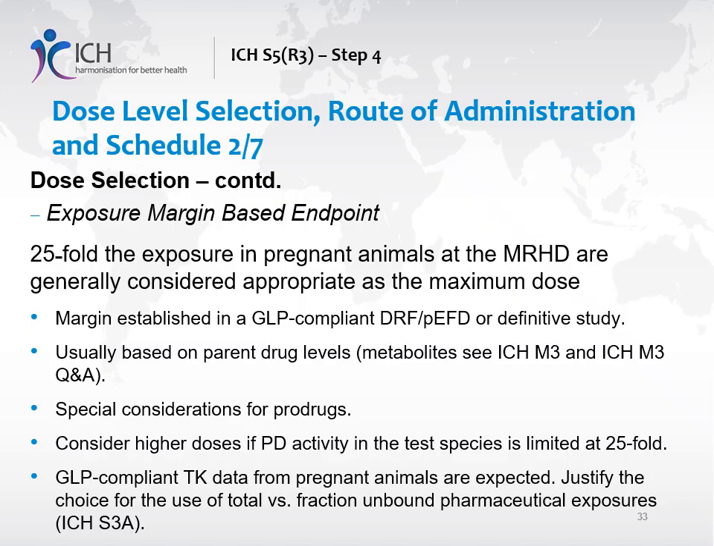In the case of prodrugs, it can be more appropriate to establish the exposure multiple on the basis of the active metabolite, particularly if the test species has a lower ratio of active metabolite to prodrug compared to humans. The basis for the moiety used for the comparison, parent drug or metabolite, should be justified. For pharmaceuticals that have demonstrated PD activity in the test species only at exposures above 25-fold that are projected at the MRHD, higher doses can be warranted to assess adverse effects of exaggerated pharmacology. However, irrelevant off-target effects are more likely to be observed.